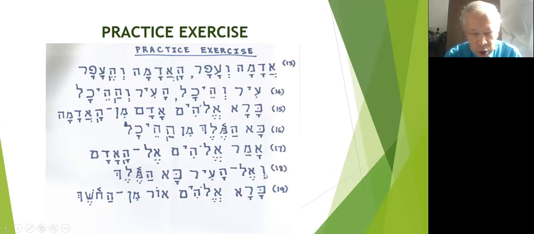Number 18, we el ha'er ba ham melech. Where is and, el is the preposition unto. Ha'er is the city. And ba is the verb, and ha-melech is the noun and the definite article. Ba is he came, ha is the, and melech is king. So translating it, and unto the city came the king. Or you could say, and the king came unto the city.